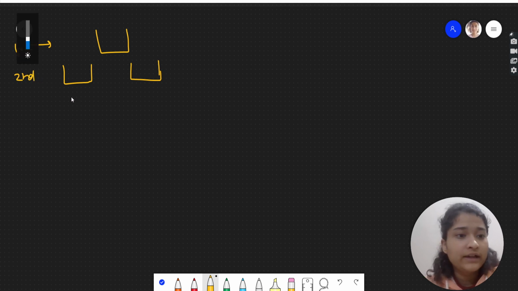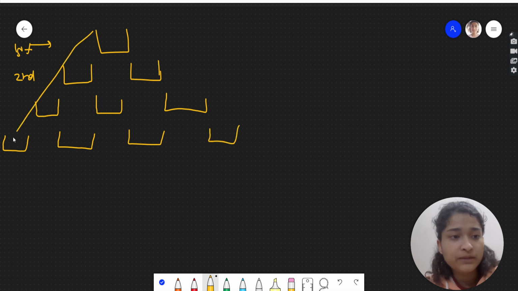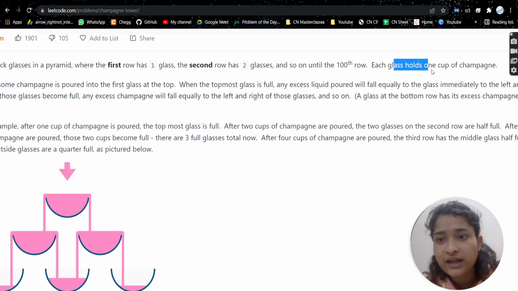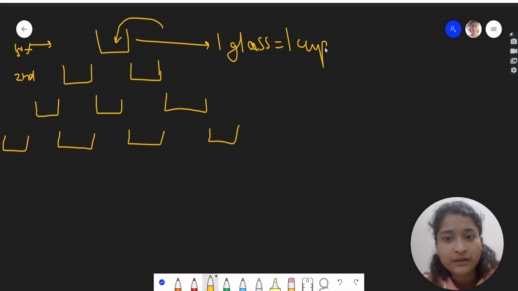Fine. And then in the third row the glasses are like this. So this is a glass, then here it's a glass, and here it's a glass. So basically they are stacked in the form of a pyramid. Then in the fourth row the glasses will be something like this, right? So this is a pyramid. And they are saying that each glass will hold one cup of champagne. That is, in this one glass we can have only one cup of champagne, right? One cup of champagne.